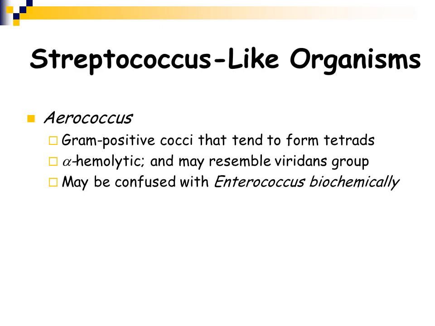So the Aerococcus is a gram-positive cocci that tends to form tetrads, and if you remember from our early lectures, the tetrads are a group of 4 cocci. Aerococcus are alpha hemolytic and resemble the viridans group of the Streptococci organisms. These organisms may be confused with Enterococcus in biochemical reactions.